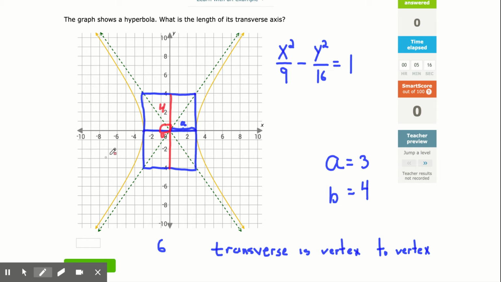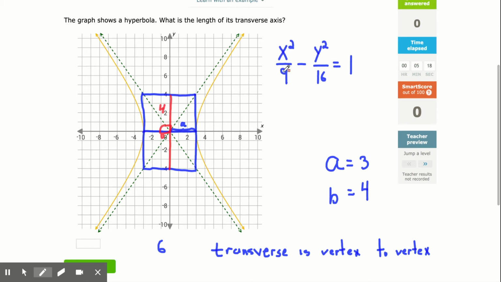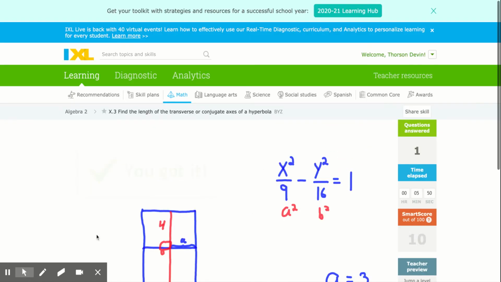Remember, if it's opened left and right like this one is, X squared is over the A squared, and we're minusing the Y squared, which is over the B squared. That's why it's a 9. A is half the transverse axis, which is 3. Square it, that's where we get the 9 from. 16 is from half of the conjugate axis, which is 4, and when we square it, we get 16. But again, you just count across and type in 6. So 6 is the length of the transverse axis.